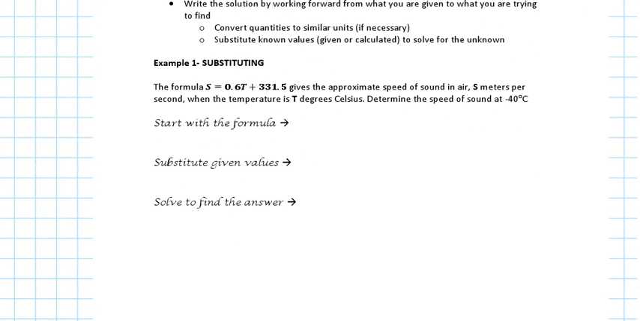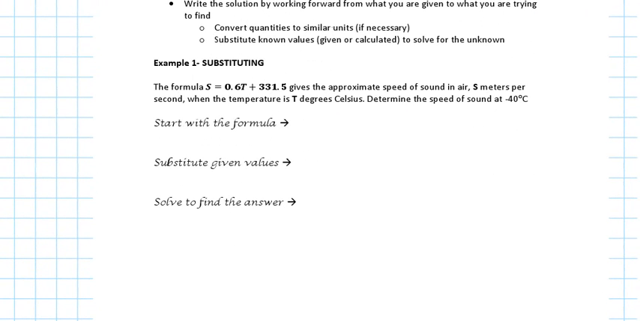So the formula S equals 0.6t plus 331.5 gives the approximate speed of sound in air, where S is meters per second and the temperature is T degrees Celsius. Determine the speed of sound at minus 40 degrees. So what did they give me? What am I looking for? And what formula do I need to use? Right? So these are the questions.